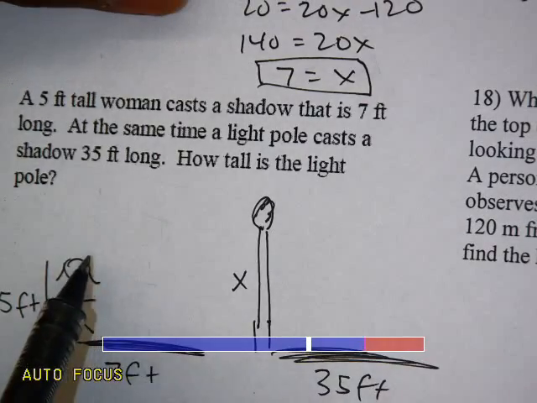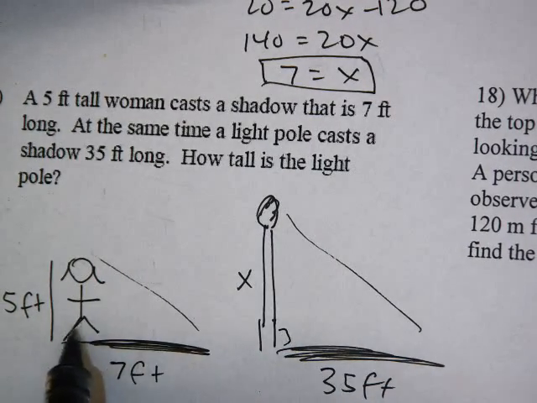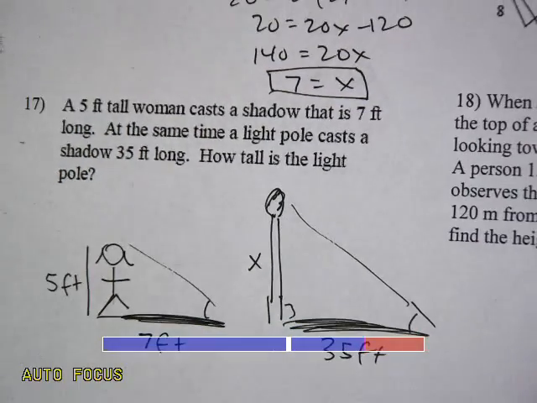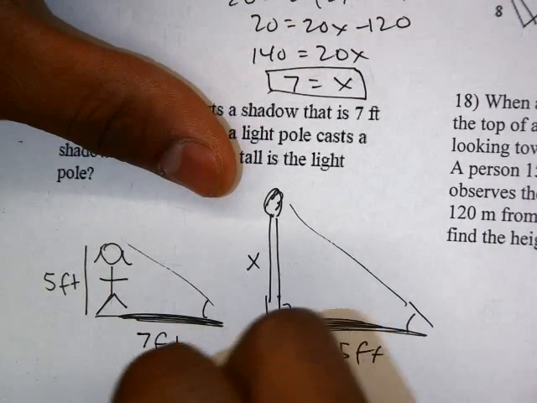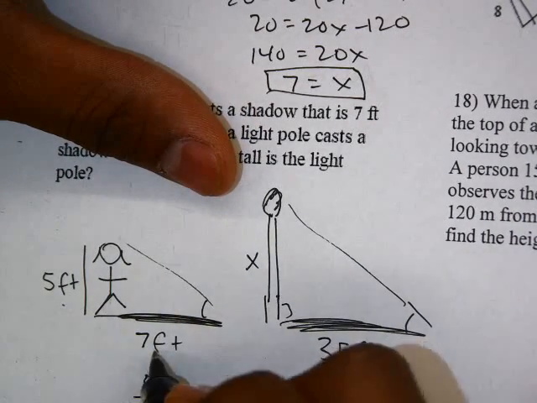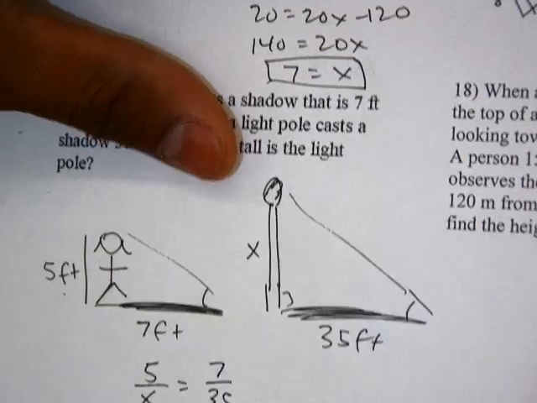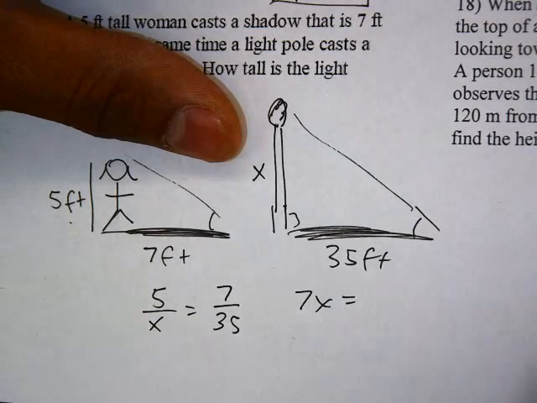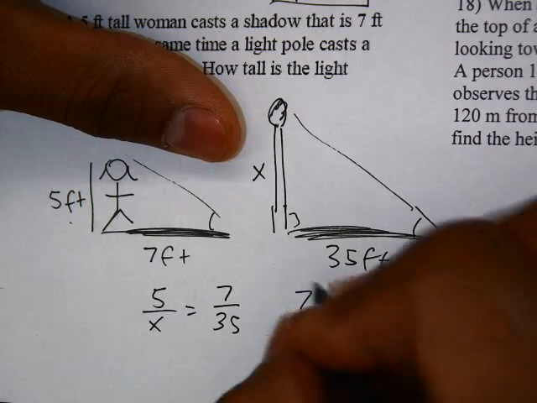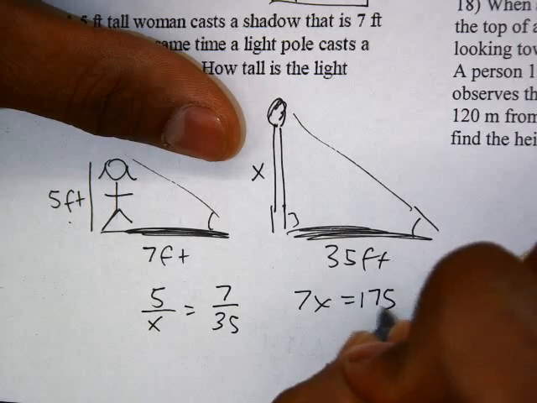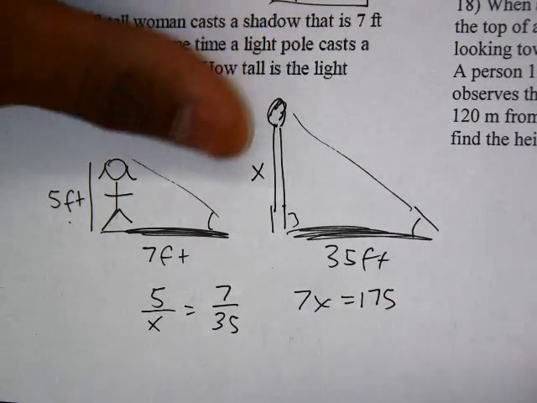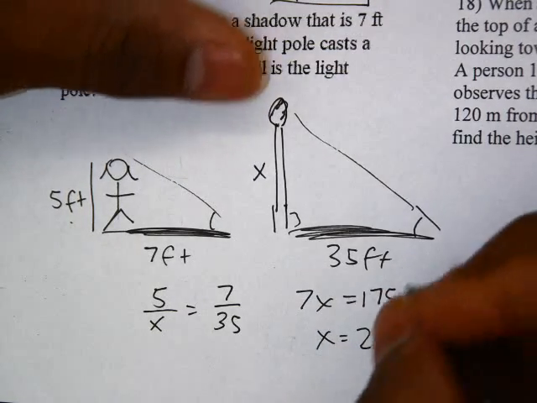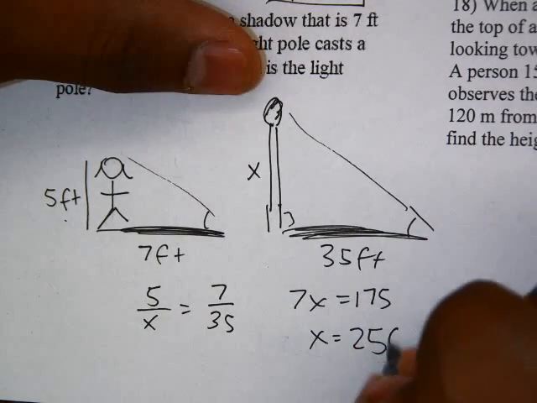So these create similar triangles. They're both right angles here, and this angle is the same as that angle. So because these triangles are similar, I can solve this using a proportion. 5 over x should be equal to 7 over 35. Cross multiplying, that's 7x equals 5 times 35, which is 175. Go ahead and divide by 7, and x is 25. So the light pole is 25 feet tall.